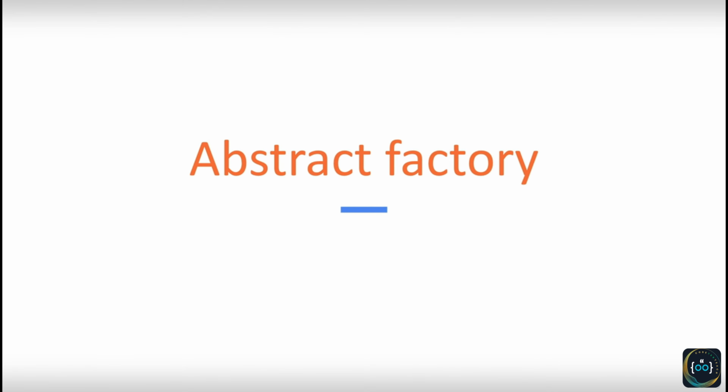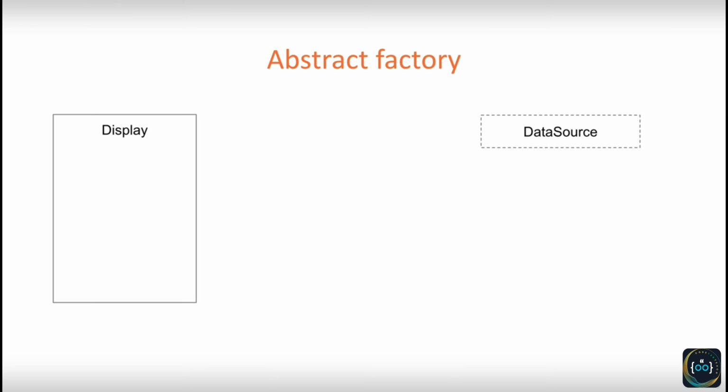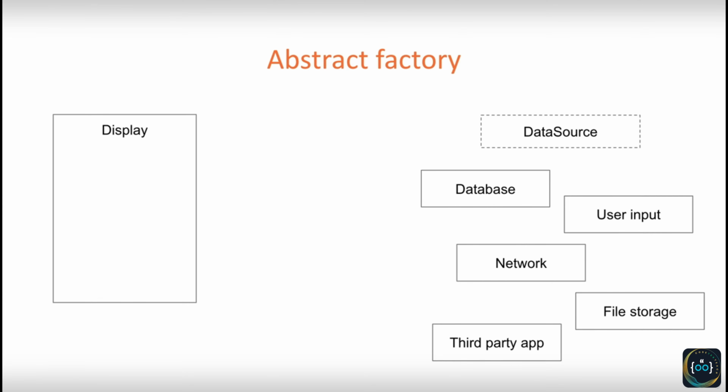Abstract factory is, you can think of it as kind of one level of abstraction above the factory method. And it is, simply put, a factory that creates factories. So just one level up. Let's see how this works in practice. Let's imagine we have a data source type. This is an interface. And then we have database, we have user input, network, and whatever other data sources we might have.